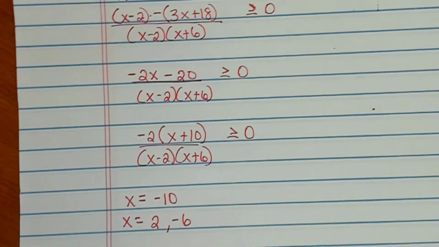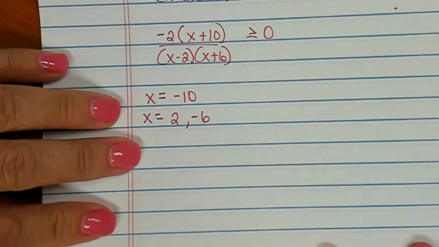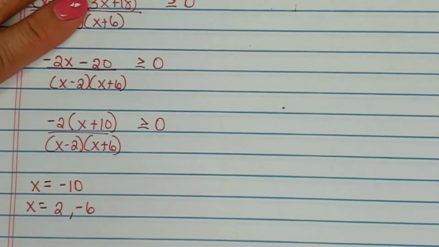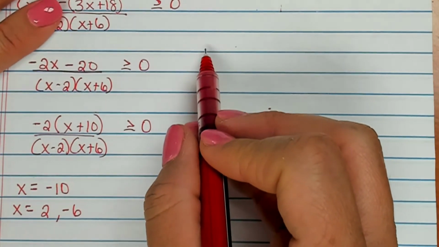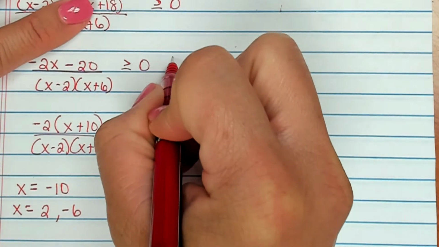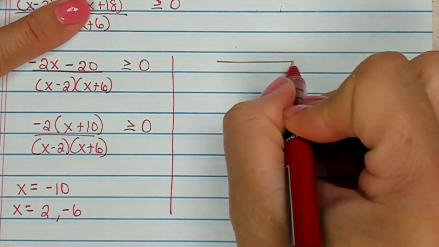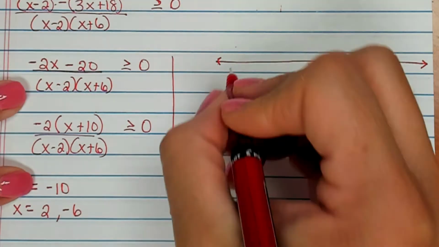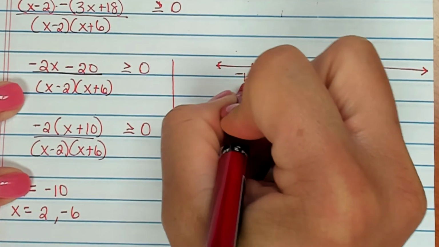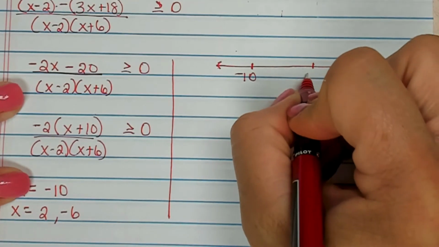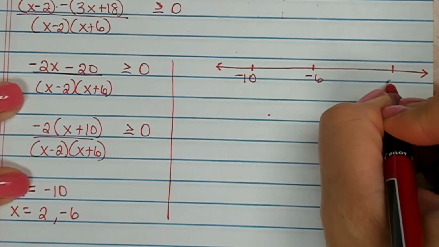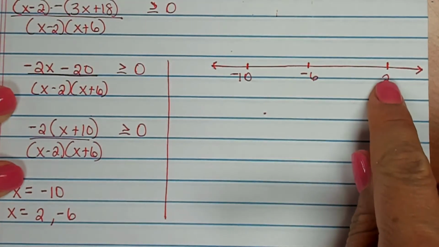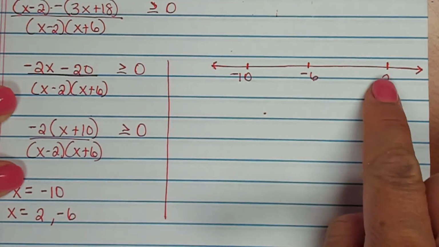We are going to put these values on a number line, and I want to make sure I have plenty of room to do this. Let's put a number line here. We're going to put these in order. So negative 10 might be down there somewhere. Then I might have negative 6 somewhere there. Then I might have positive 2 somewhere there.